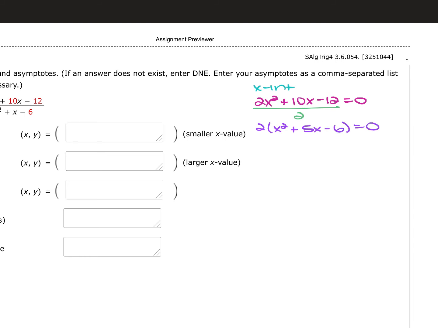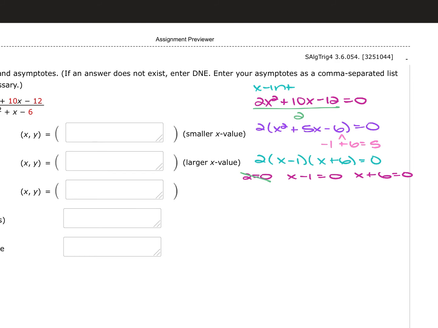Your factors of negative 6 that add up to be 5 are negative 1, positive 6. So this factors to be 2 times x minus 1 times x plus 6 is equal to 0. From here, you're going to set the 2 equal to 0, the x minus 1 is equal to 0, and the x plus 6 is equal to 0. And you're going to solve them all.